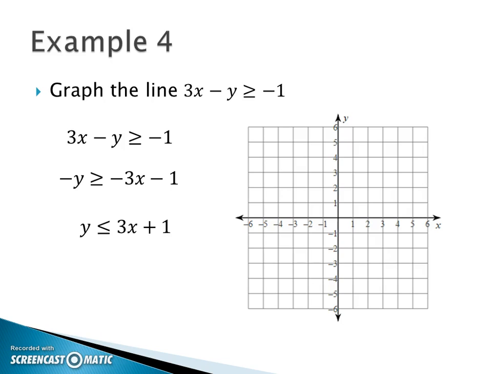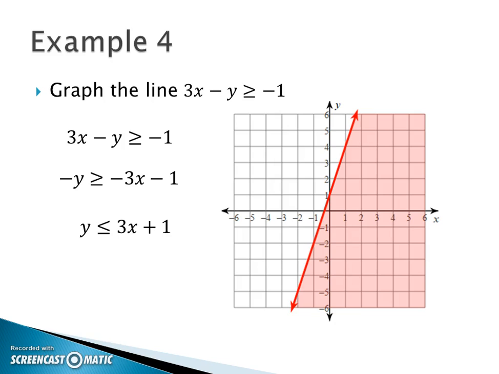Okay, so we're going to start at positive 1 on the y-axis. And then we're going to go up 3 and right 1, up 3 and right 1. And then we're going to do the exact opposite going down. And then because it's less than or equal to, it's a solid line, and we're going to shade below. So we're going to shade below for this one. That's all there is to graphing equations and inequalities.